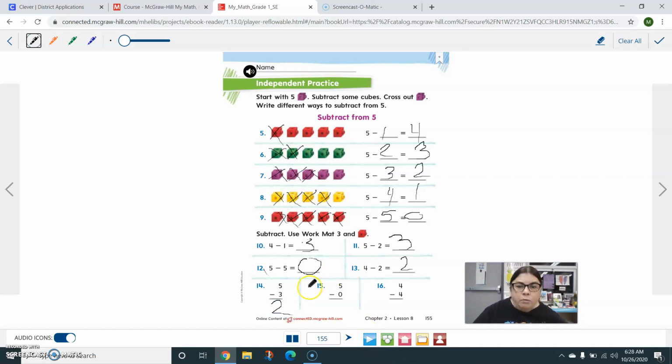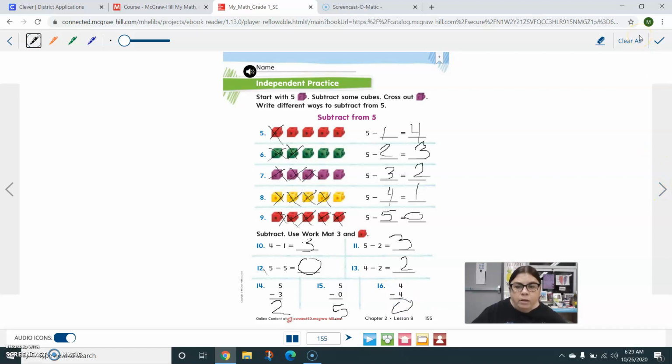And then remember this rule, friends. Every time you minus 0, it's always that other number. So you should have gotten 5 because if I have 5 and I don't subtract any, I still have 5. And remember, friends, here's that rule on number 16. We're subtracting all. You should have gotten 0.